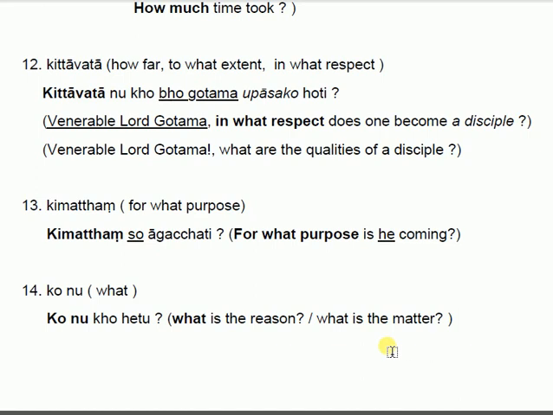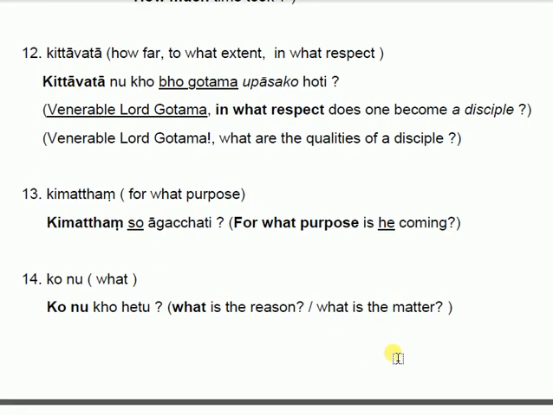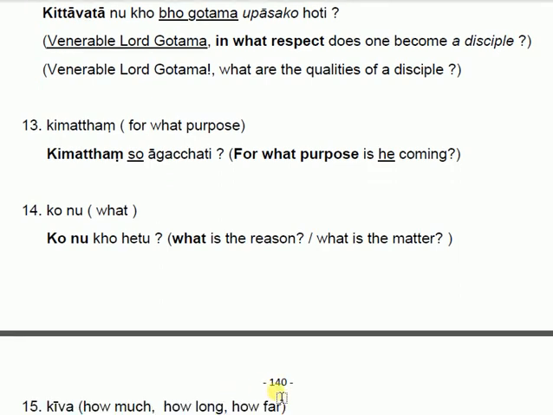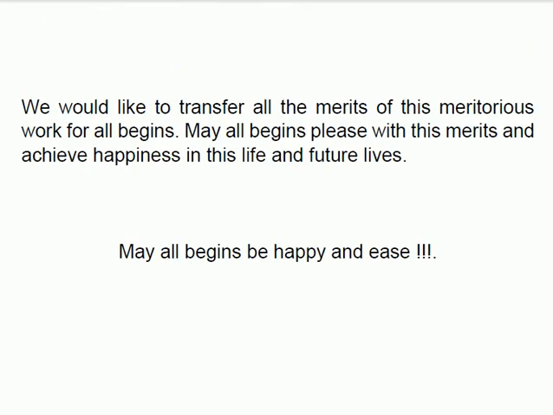Right. We have more ways of questioning, but our time is already over. Already 1 hour. We have passed 1 hour. So let's stop here today. And next time we'll start from page number 140. Okay. Do exercises and read books. And let's meet next time.